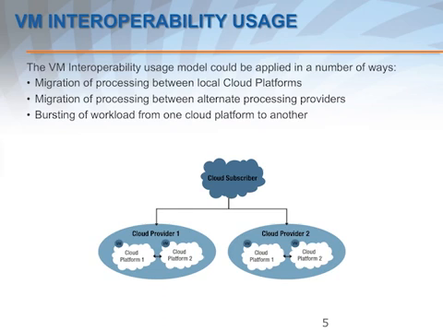Right, so as we begin to look into the usage model itself, we just focus again on the applicability. So what we look at is how do we apply this usage model in context. And first opportunity is to migrate processing between local cloud platforms that may exist within a single enterprise or environment, or of course within a contracted environment. Then migration of processing between alternate process or service providers.